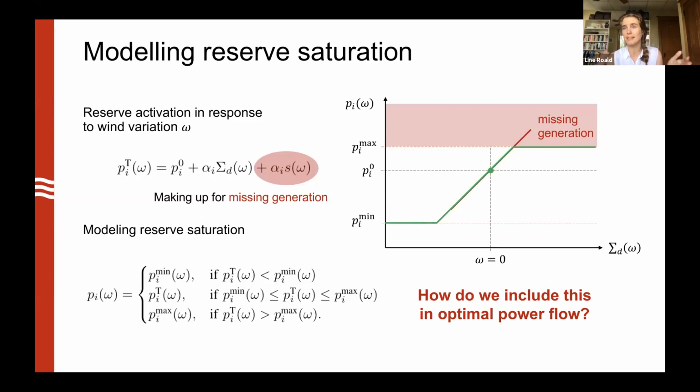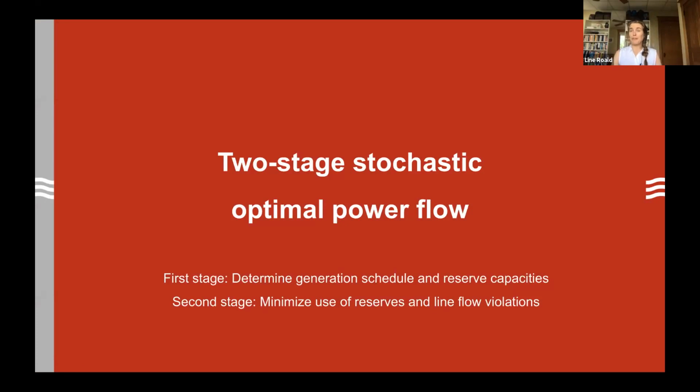All right. So this might look good, but now the question is, how do we implement this into an optimal power flow? There are clearly several issues here. For example, this generation saturation curve is a piecewise affine curve. It's non-convex. How are we going to deal with this? But first, what I'm going to do is formulate this problem as a two-stage stochastic optimal power flow, and then I'm going to talk about how we're going to solve this.